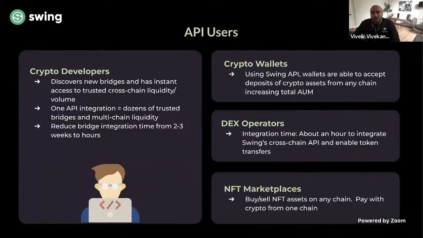So when you think about who we're building this for, the crypto developer is our number one user. Developers will typically come to Swing because maybe they're looking to discover new bridges or blockchains that they want to work with. They understand that there's instant access to trusted cross-chain liquidity and volume in one place. Again, one API integration means dozens of trusted bridges and multi-chain liquidity on day one, as soon as you integrate. We reduce the bridge integration time from 2-3 weeks or more to just hours. And when we launch the SDK, it's going to be minutes in terms of how quickly you can get up and running with cross-chain liquidity within your own cross-chain decentralized application. We're talking to crypto wallets, DEX operators, NFT marketplaces, and we're actually integrating with a bunch of these today as well.